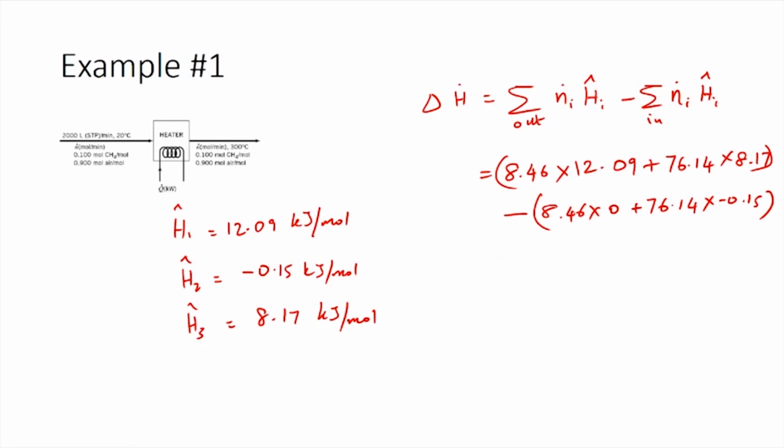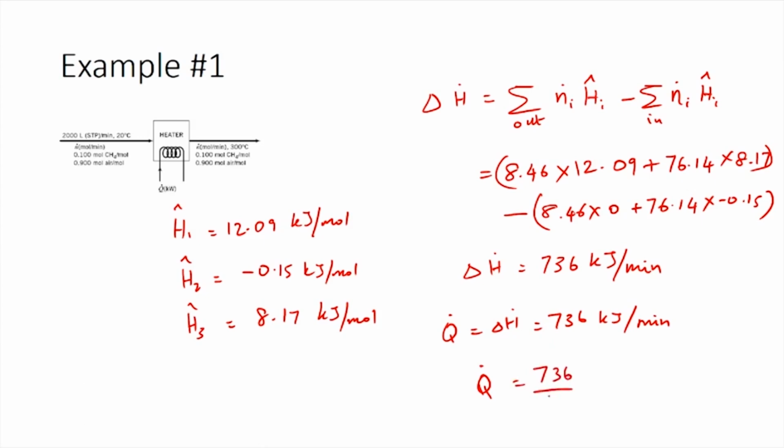So, the total change in enthalpy delta H dot is equal to 736 kilojoules per minute. Substituting this back into the energy balance equation, we get Q dot equals delta H dot equals 736 kilojoules per minute. The problem asks us to calculate the amount of heat that needs to be transferred in terms of kilowatts. So, Q dot would be equal to 736 divided by 60, which is 12.3 kilowatts. So, the final answer which we are looking for is 12.3 kilowatts.